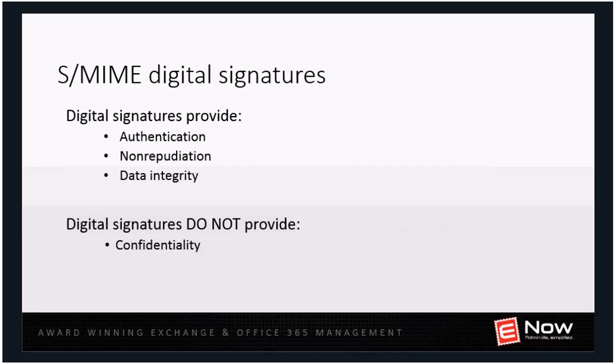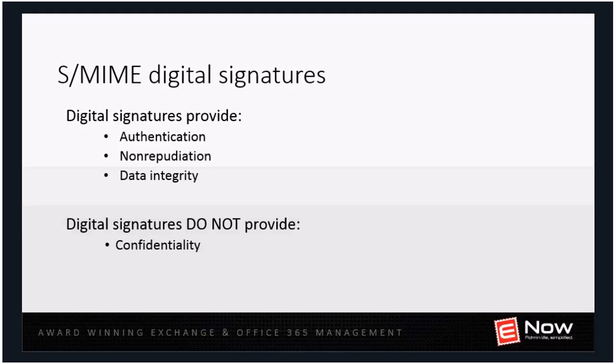Let's talk about S/MIME digital signatures. What a digital signature provides for you is authentication. It verifies who this message came from. It allows non-repudiation, which means that if I send you a message that has an S/MIME signature on it, I can't then later say, that wasn't me that sent you that message. You have a signed version that proves it was me. It could only come from me. It also provides data integrity, which means that there's no way that data in that message could be changed in transit.